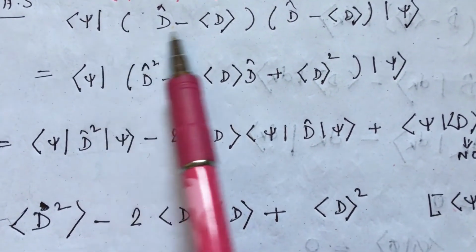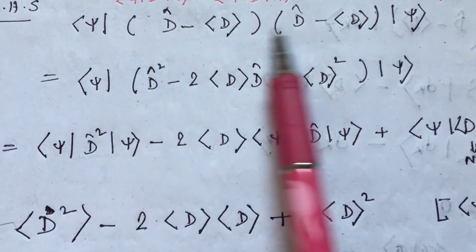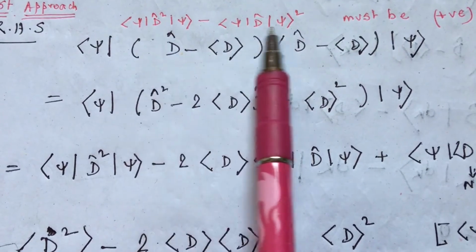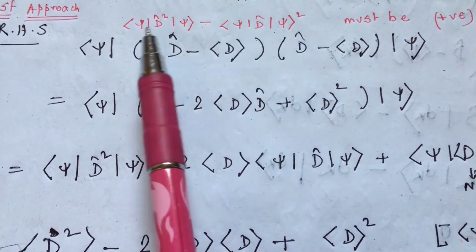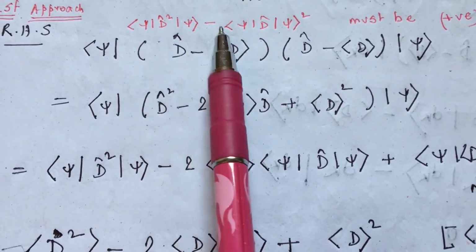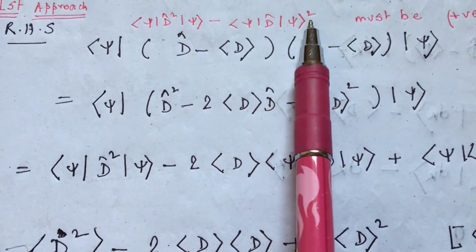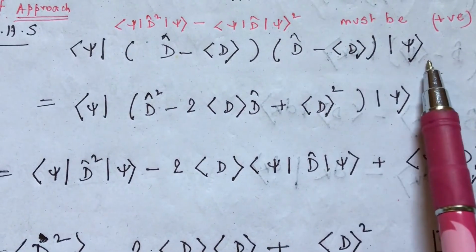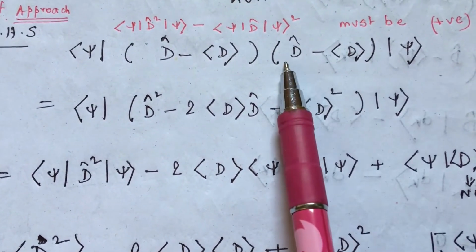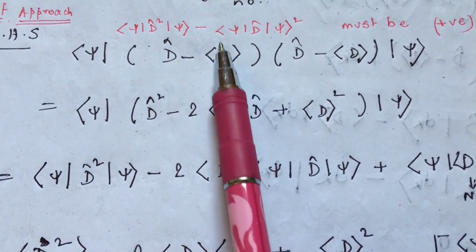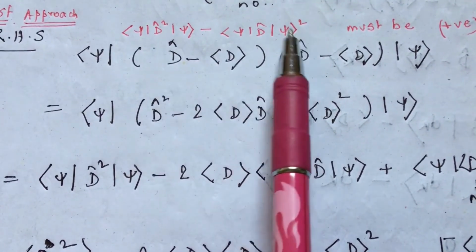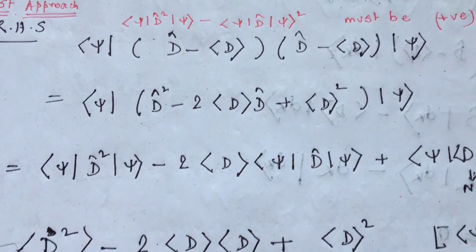I do not have this line in the right hand side. I will start from here and then I will reach here in this right hand side term, which is <psi|d square|psi> minus <psi|d|psi> whole square. First I will show that this first line will make me reach this line, and then I will show that this line is itself a positive one.